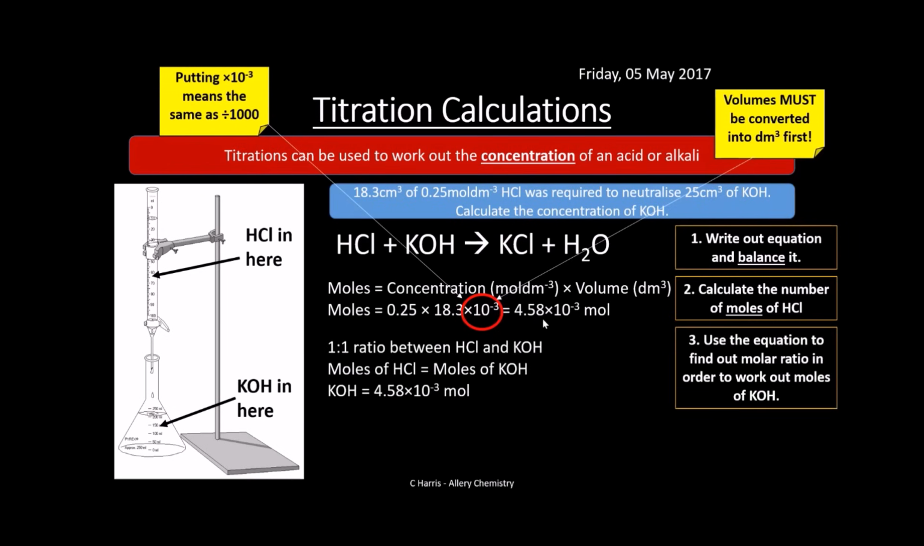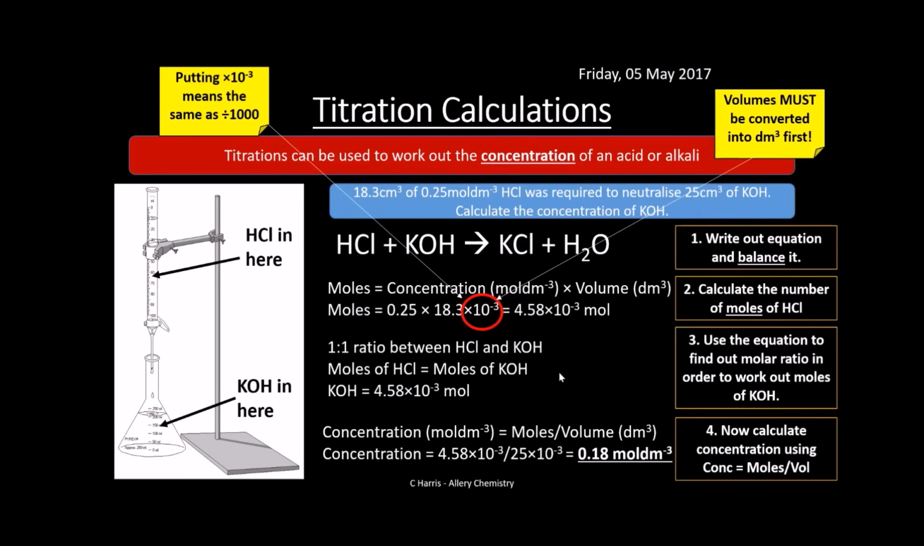Okay, so then we look at our equation, 1-to-1 ratio between HCl and potassium hydroxide. So the number of moles of potassium hydroxide is the same as the number of moles of HCl. So that is 4.58 times 10 to the minus 3. Effectively, we need to work out the concentration of potassium hydroxide. So if we know the moles of it, then we can use that. Okay, and this is how we work it out. So concentration, using that equation shown before, rearranged. Concentration is moles divided by volume.